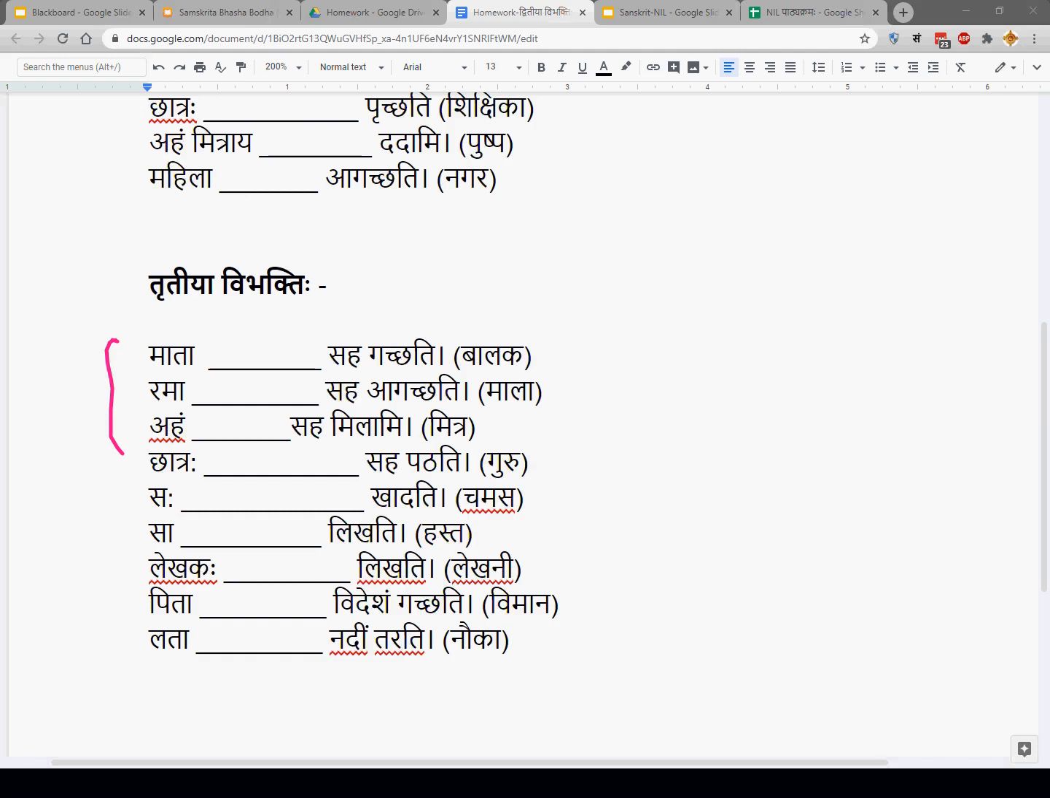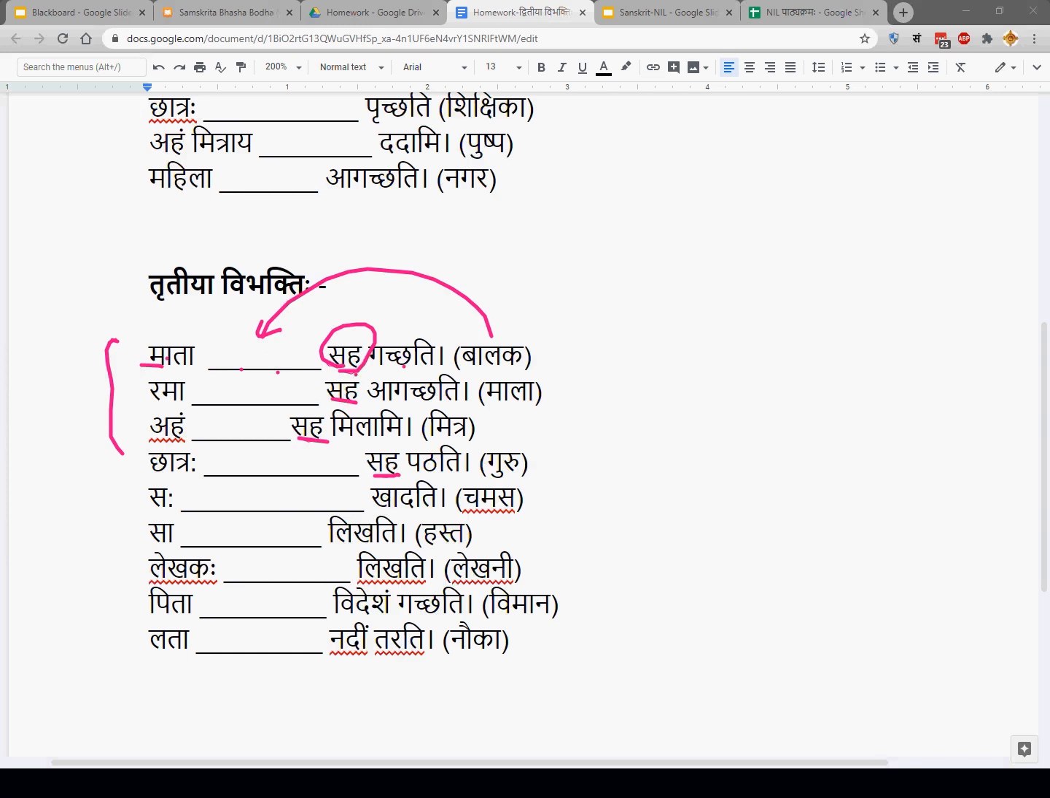Now, about the first four sentences, this was additional, so we'll cover it now anyway. Here we have Saha. Wherever there is a Saha in a sentence, there also, for example, take the first one, Mata dash dash saha gacchati, here also we'll put the Tritiya Vibhakti.